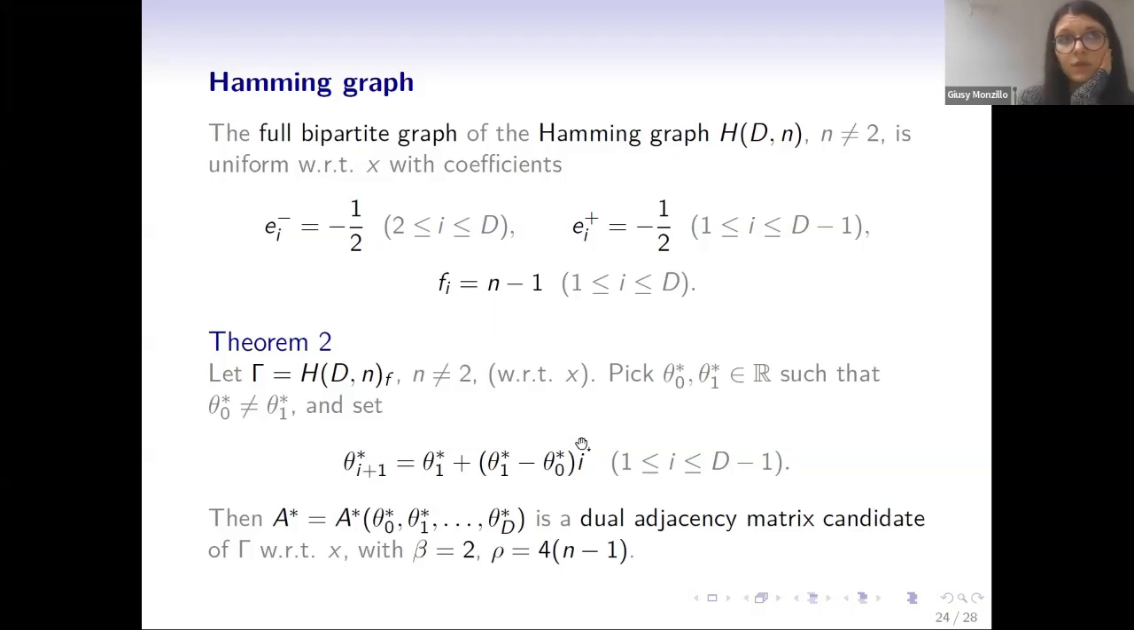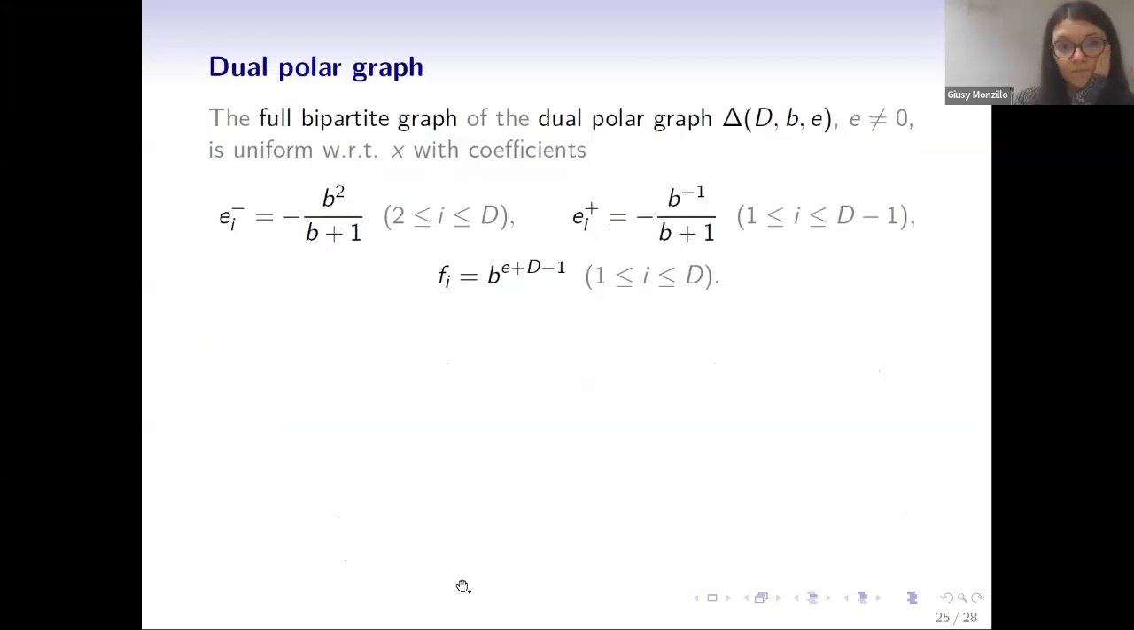So if you remember, in the previous slides for the algorithm something depending on phi was appearing, and this is what we get in that case. So then A star for these choices is a dual adjacency matrix candidate with beta equal 2 and rho equal 4 times (N minus 1). Okay, so let's put it aside.